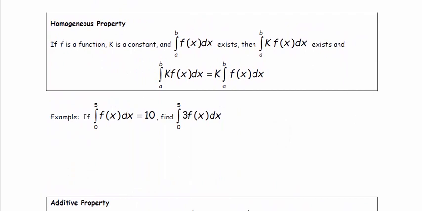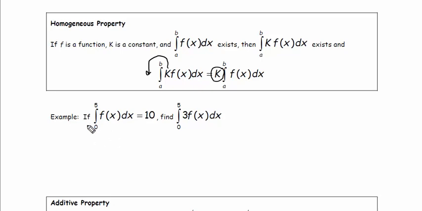Alright, so now the homogeneous property. If f is a function and k is a constant, and the integral from a to b of f of x dx exists, then the integral from a to b of k times f of x dx exists, and the integral from a to b of k times f of x dx is equal to, now look at what happened. This is just saying you can bring the constant k out in front so that it's k times the integral from a to b of f of x dx.